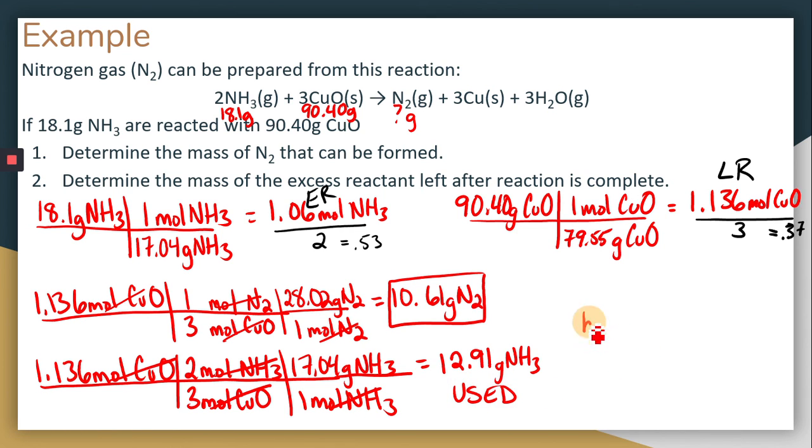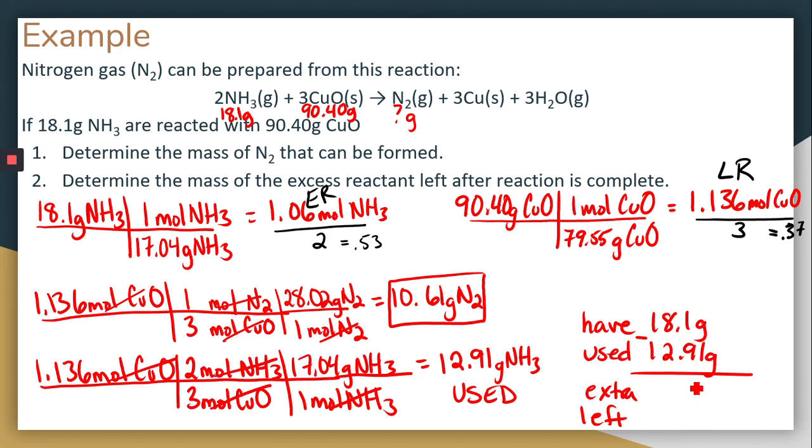So we have 18.1 grams. We used 12.91 grams. So we're going to subtract, and that will tell us how much we have extra, how much was left over. So 18.1 minus our 12.91. When we subtract, we want to use the fewest decimal places, so we're going to round that to 5.2 grams. So there's my answer to part 2: 5.2 grams in excess.